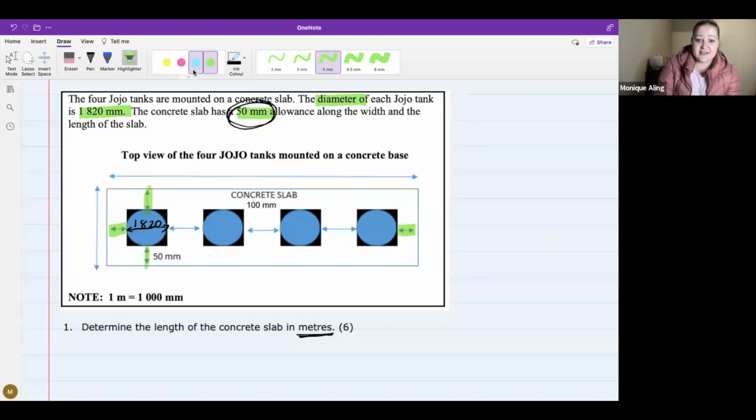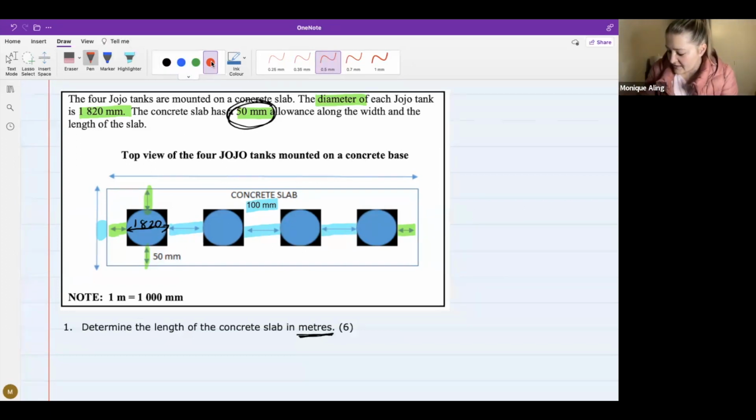In the picture, the concrete slab starts over here. Then there's 50 millimeters, then we've got our tank. Then according to this part over here, each tank is 100 millimeters apart. So it'll be 50 millimeters in the beginning, then our tank, then 100 millimeters, then our next tank, 100 millimeters, next tank. Then we've got the end of our concrete slab. So we're looking at from the top.